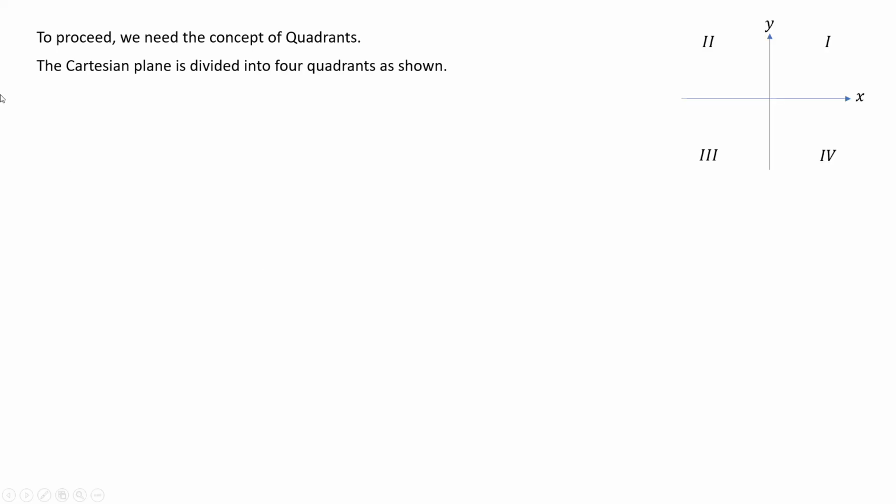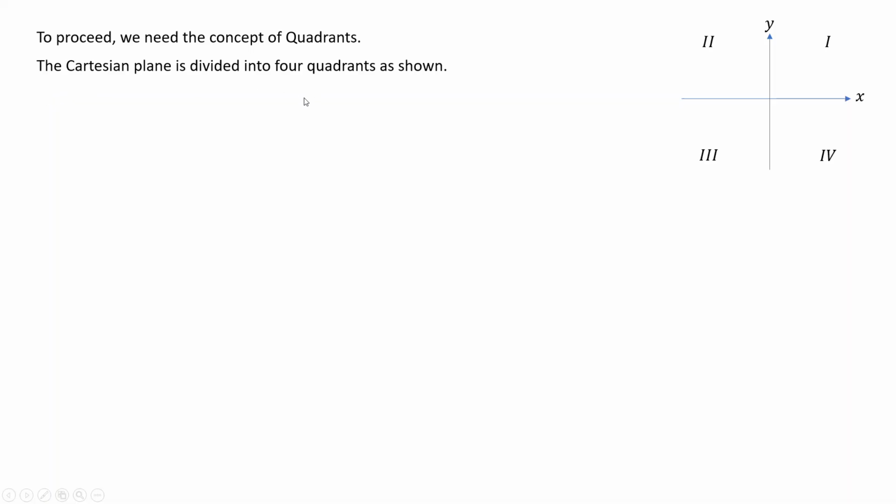Okay, so what are we trying to do here? Previously, we knew what the trig function values were for 0, 30, 45, 60, 90. Now, we are going to move on to what about 120, 135, and a few other angles like that, greater than 90 degrees. For that, we need the concept of quadrants.